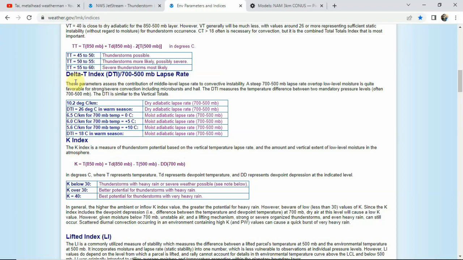So the delta T index basically assesses the contribution of middle level lapse rates to convective instability. The steeper the lapse rate, usually the more favorable for stronger convection, which includes microbursts and hail. So whenever I look at a sounding or hodograph, I'm always looking for an increase in a dry lapse rate here.